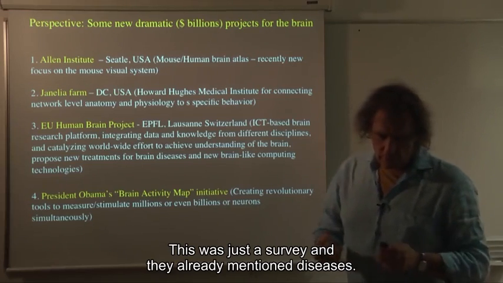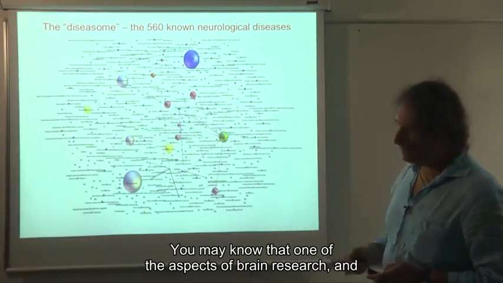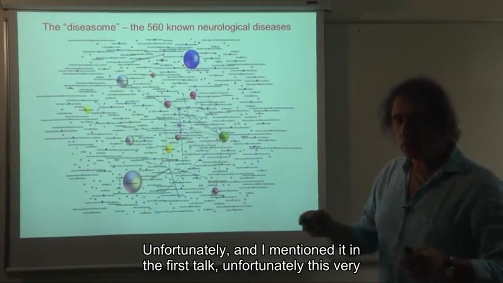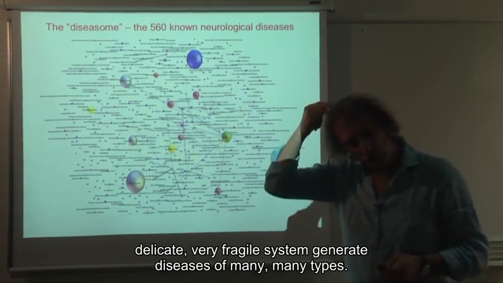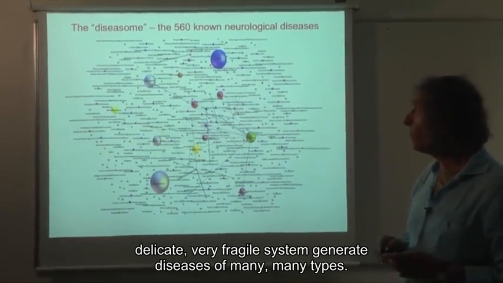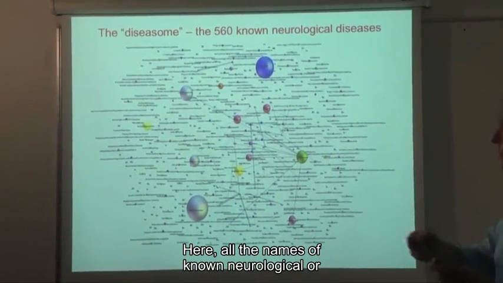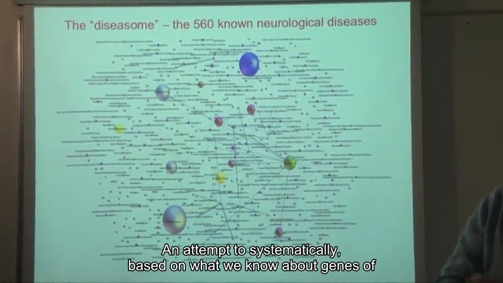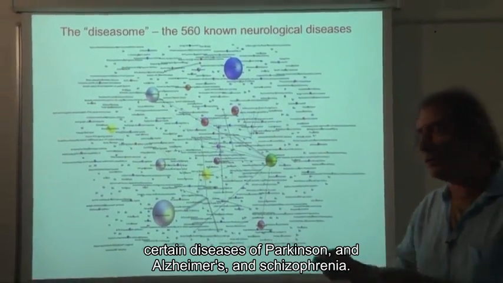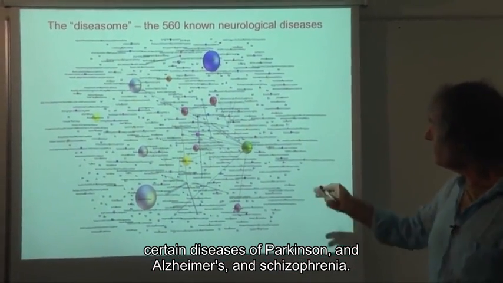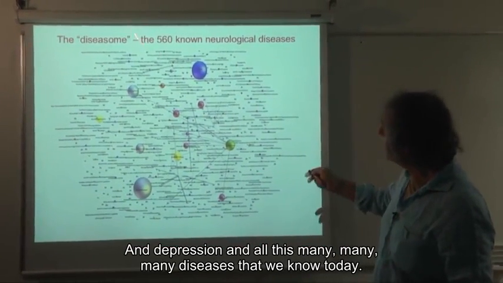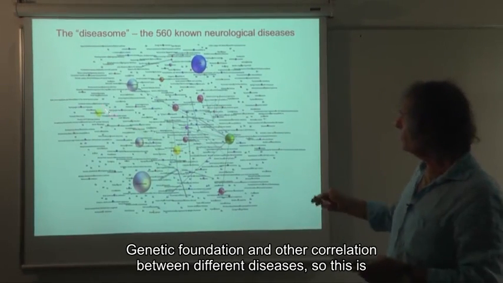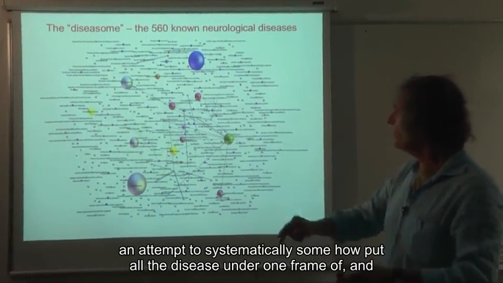Okay, but this was just a survey, and I already mentioned diseases. One of the aspects of brain research, though not the focus of all brain research, is the aspect of diseases in the brain. Unfortunately, and I mentioned it in the first talk, this very delicate, very fragile system generates diseases of many, many types. Here are all the names of known neurological or neuropsychiatric diseases under a project called the Diseasome, an attempt to systematically ask, based on what we know about the genes of certain diseases, of Parkinson's and Alzheimer's and schizophrenia and depression and all these many diseases that we know today, what is the common ground, the genetic foundation, and other correlations between different diseases. So this is an attempt to somehow put all the diseases under one framework.